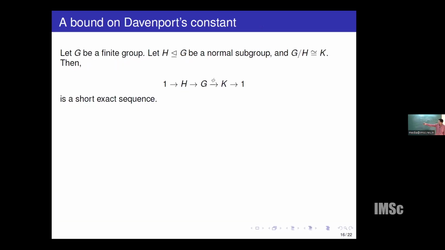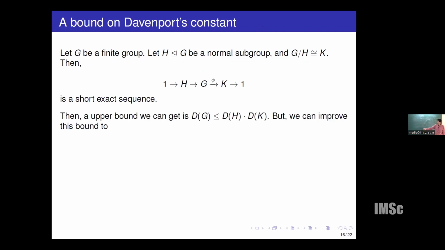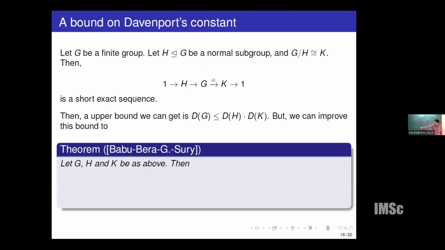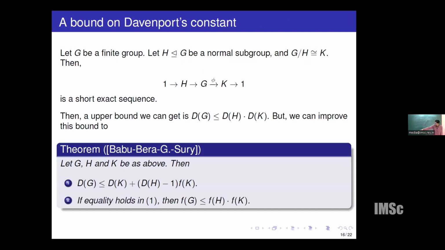And now let's say you have a short exact sequence like this, where H is a normal subgroup of G and K is its quotient. One trivial bound for DG now is that it is less than or equal to DH times DK. But instead we can say that it is actually less than or equal to DK plus DH minus 1 times FK. Why? I'll describe it in a second. And if equality holds in 1, then F of G will actually be bounded by the product of the F of the other two groups.